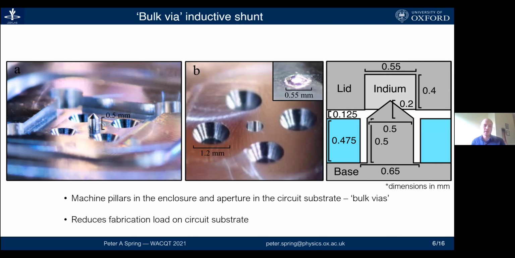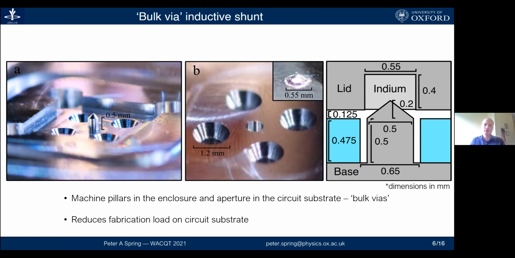And the way that we're going about this is with this bulk via concept. So the idea is we're just machining a pillar into the enclosure and then putting this well that you can see in the lid. And here in this inset, you can see it filled with indium. And then this schematic shows what this kind of looks like when it's all assembled. So you form this electrical connection through this pillar.